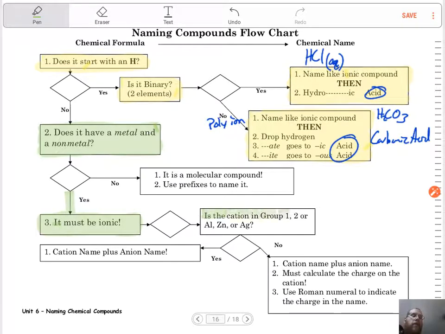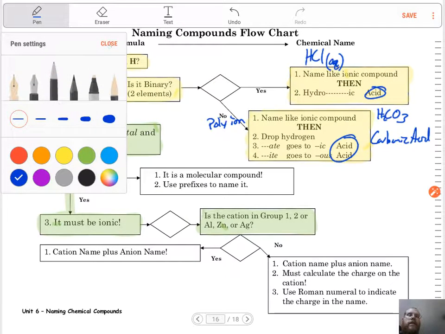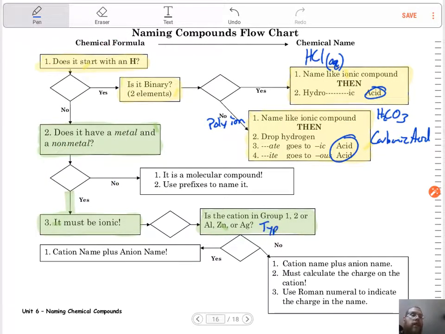So think to yourself, is there a cation that's in group 1 or 2, or aluminum, zinc, or silver, which are going to be the common ones? Basically, guys, is it a type 1, where you just say the cation name and then the anion name? That's what that part is, kind of distinguishing. Is there a transition metal or is there not? If there's a transition metal, guys, you got to remember, I've got to know what the charge is. I've got to calculate that charge, and I've got to put it in there.